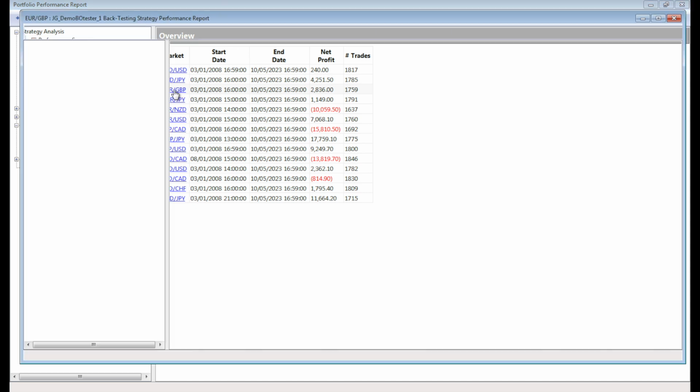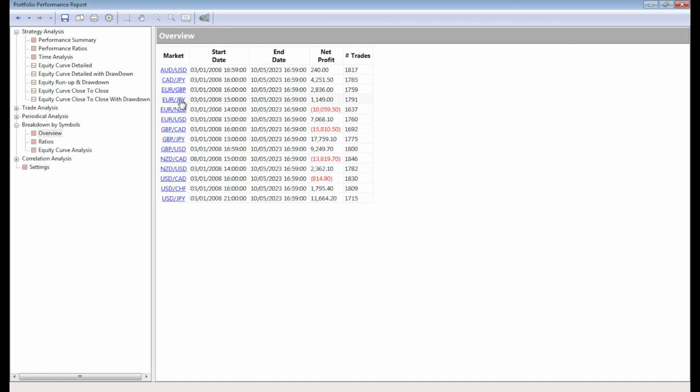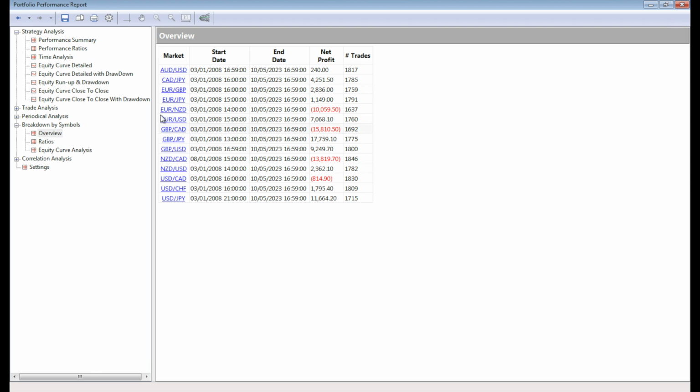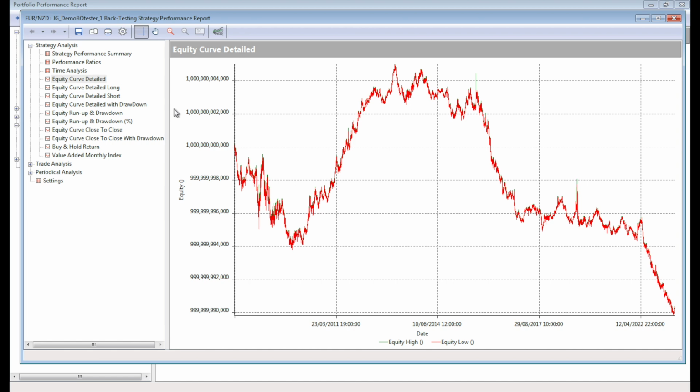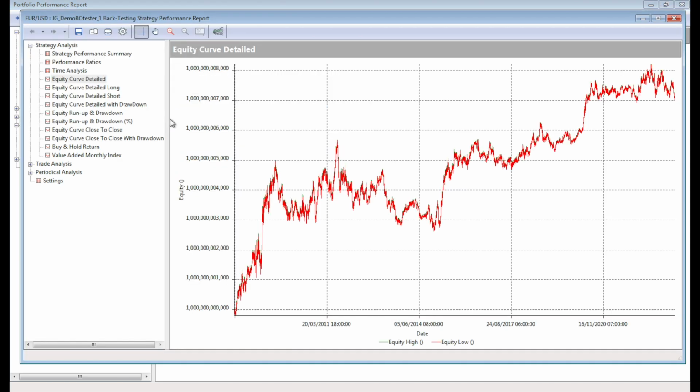Euro pound is making money. Most of that money was made in early years. The rest of it is just pretty flat. Euro yen is making money. Didn't do very well in the early years, but did do well later on. Euro New Zealand is losing a lot of money, so that equity curve's kind of all over the place. Euro dollar is making some decent amount of money, and yeah, the curve isn't bad at all.